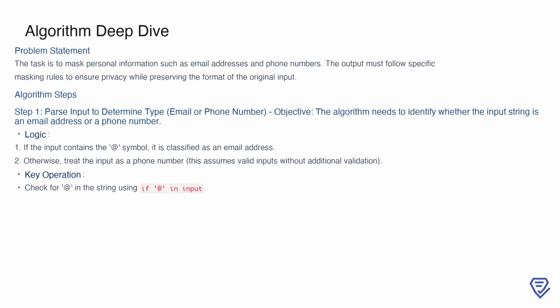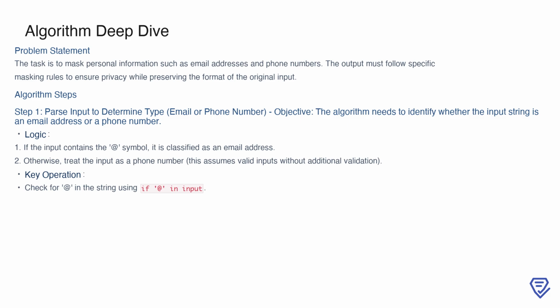The problem at hand is to mask personal information, specifically email addresses and phone numbers, in a way that maintains privacy while still presenting the data in a recognizable format. To achieve this, the algorithm begins by identifying the type of input, whether it's an email address or a phone number. The key operation here is to check for the presence of the @ symbol in the input string. If the symbol is detected, the input is classified as an email address.